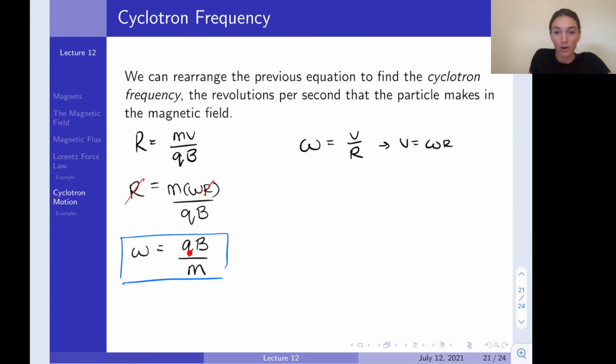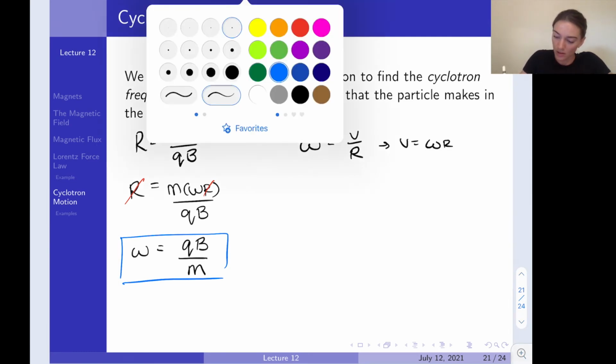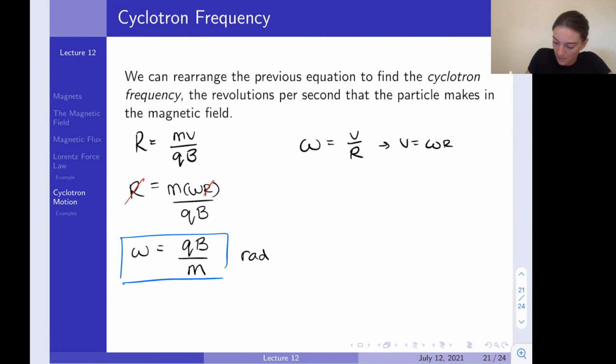So it only depends on the particle's charge, the magnetic field, and the mass. And again, we're just going to take the magnitude here since we can't have a negative angular frequency. And the units of this are radians per second, as I mentioned. So omega is measured in radians per second. And if we wanted to just get the frequency, which we denote by f, remember, f is equal to omega over 2 pi, and it's measured in just revolutions per second or hertz.